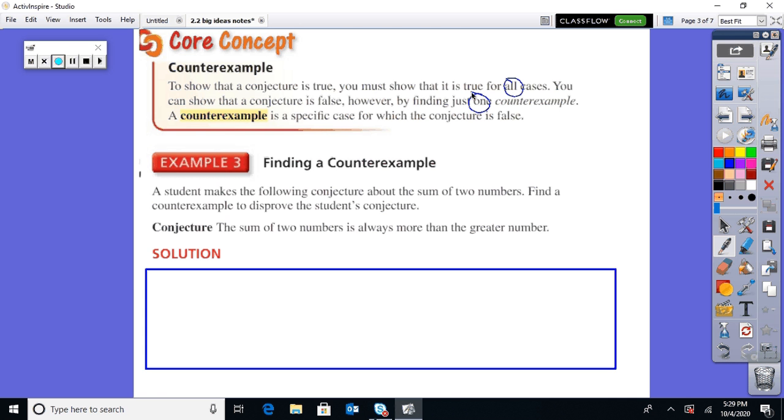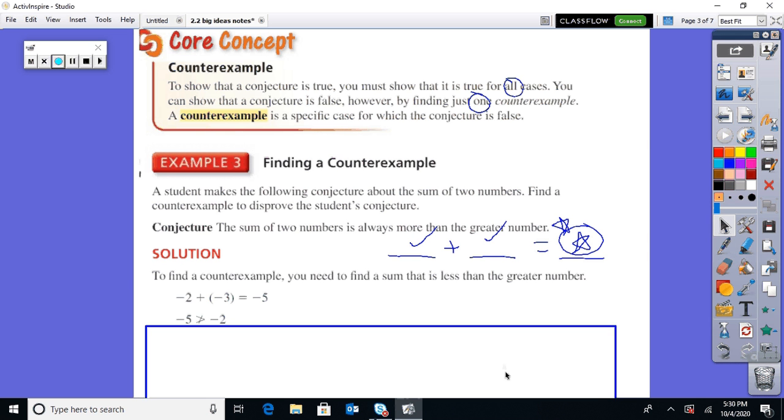So let's look at example 3. A student makes the following conjecture about the sum of two numbers. Find a counterexample to disprove the student's conjecture. And their conjecture is the sum of two numbers is always more than the greater number. So the sum of two numbers, I'm taking a number, adding it to another number. This person is saying that the sum, the answer, is always more than the greater number. So they're saying, well, your answer is always bigger. How could we counter that?